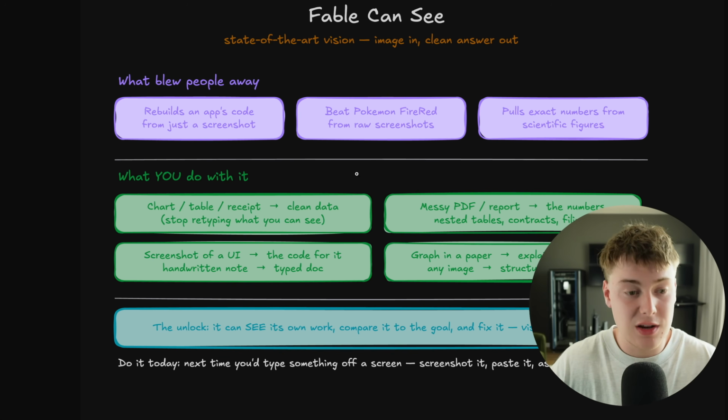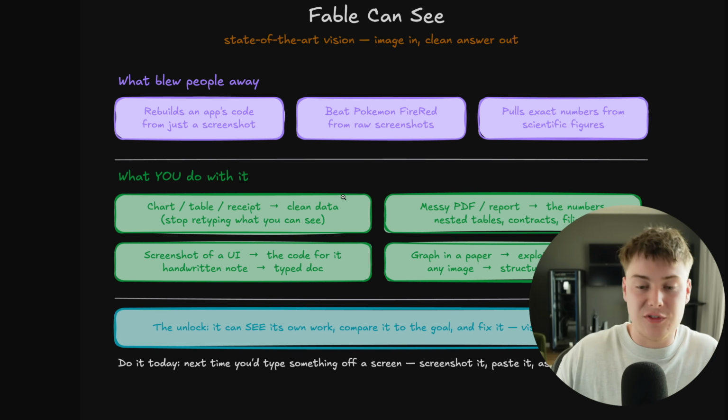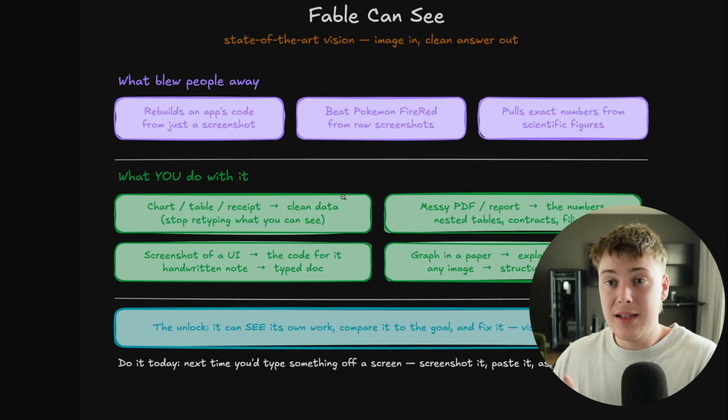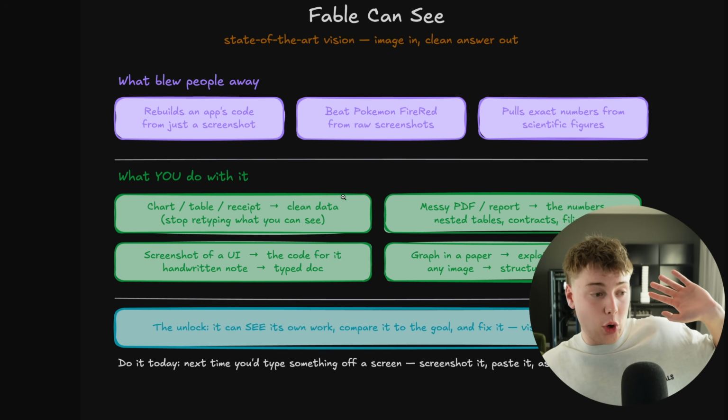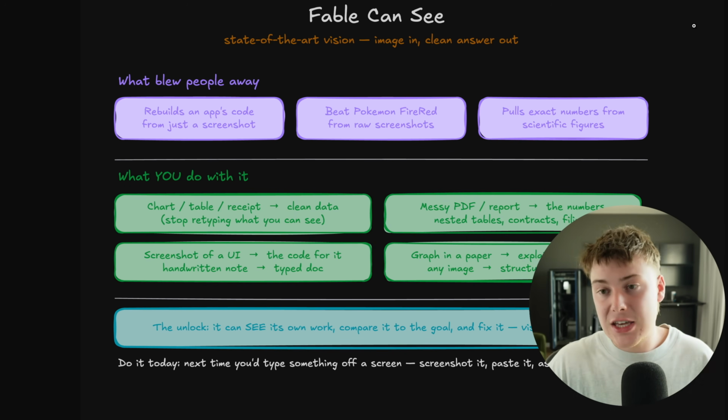It has state-of-the-art vision. You can easily create and review charts, tables, messy PDFs, screenshots of UI. It's really a partner. Architecture, even if you're into interior design, if you send it a photo of your room, it's just got way better image detection. That's one of the things that I think you should be using to get the most out of Fable.